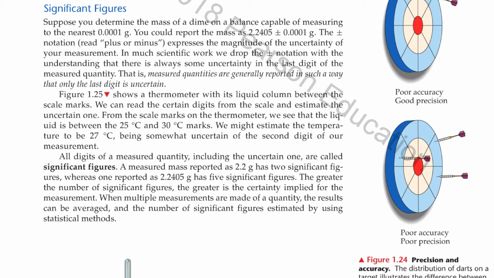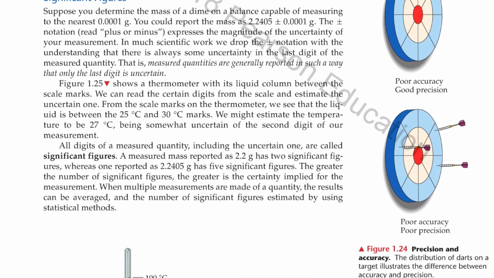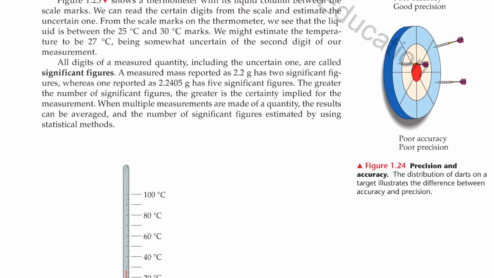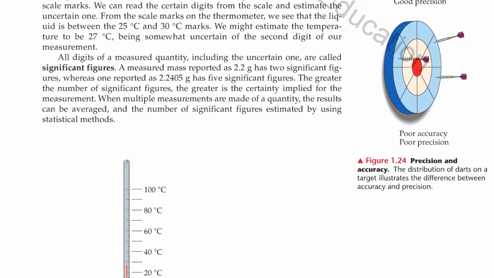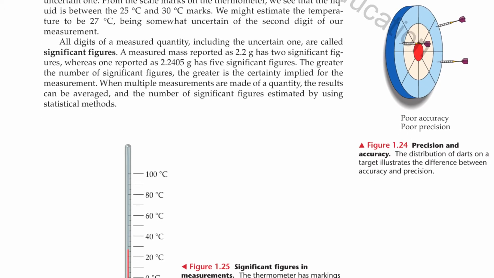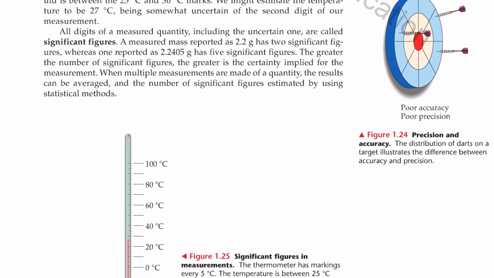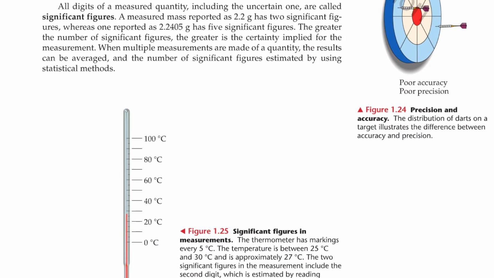Figure 1.25 shows a thermometer with its liquid column between scale marks. We can read the certain digits from the scale and estimate the uncertain one. From the scale marks on the thermometer, we see that the liquid is between the 25 degrees Celsius and 30 degrees Celsius marks. We might estimate the temperature at 27 degrees Celsius, being somewhat uncertain of the second digit of our measurement.